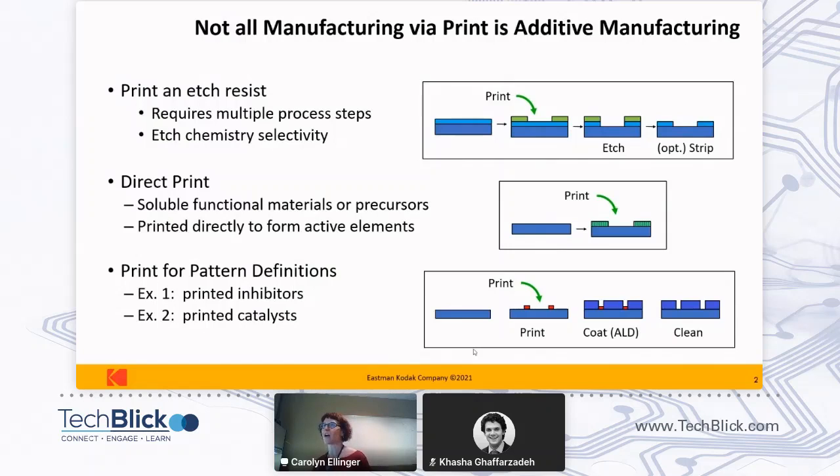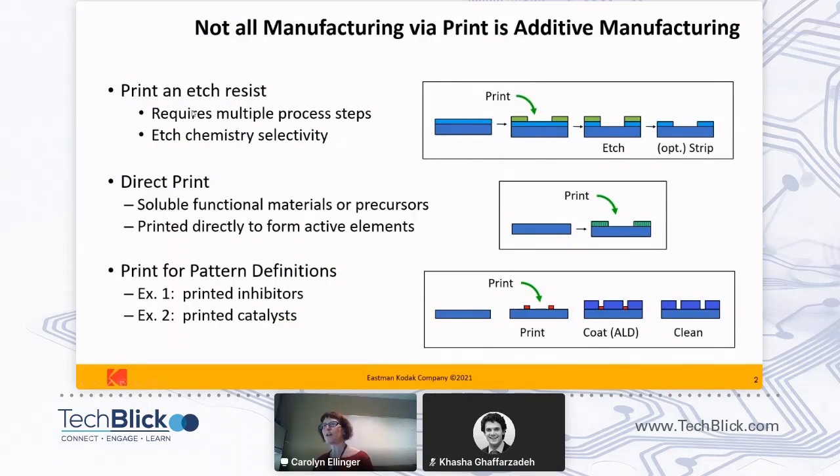Some of them are the obvious direct print, where it's pure additive manufacturing, where you're printing your additive material and it's a one-step, do-it-once-through print process. We call that direct print. You may print to define a pattern. That's part of what we do in my organization. We print a catalyst and then we electrolessly plate, which is additive manufacturing. You could also print an inhibitor to define a pattern, and I'll show an example of that.